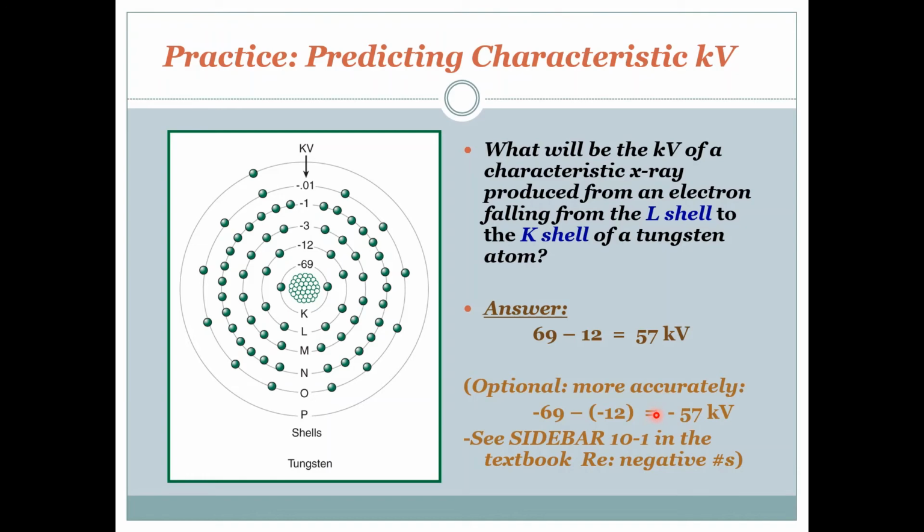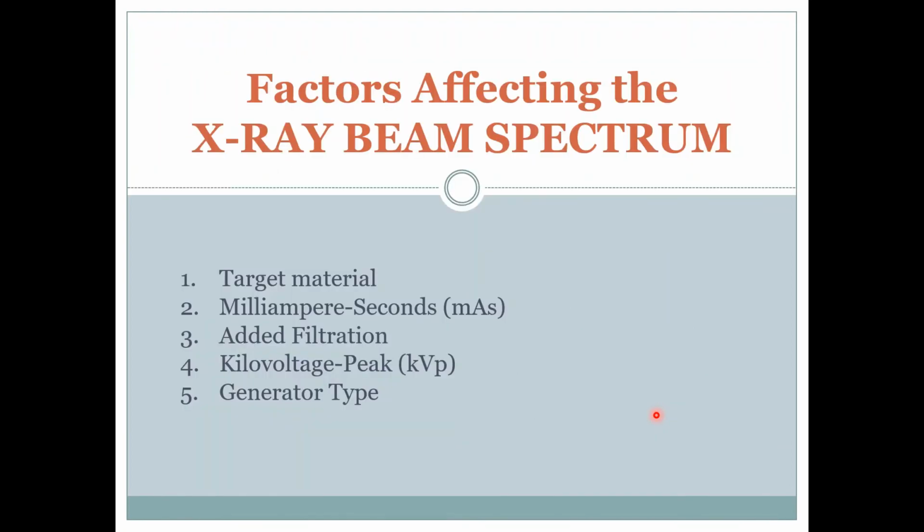They're just energy. So negative energy and positive energy don't mean anything to the X-ray photons. All we need is energy. Okay, so the energy left over from the L to K interaction is 57 keV, and that's going to equate to an X-ray photon with 57 keV of energy.